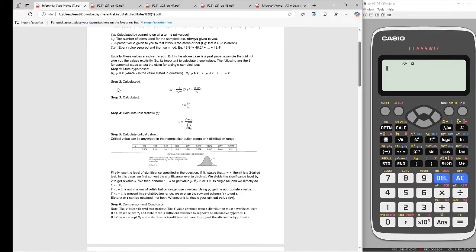So if the claim says test whether the mean is greater than 8.2, for example, that means your H1 will mean this right here. It could be mu lesser than k, or sometimes they may say test whether the mean is equal to 8.2. H null will be mean is 8.2, H1 will be mean is not 8.2. So this basically combats the null hypothesis.